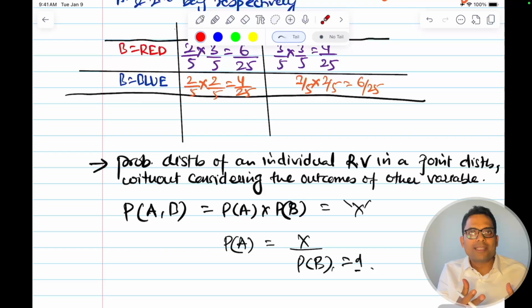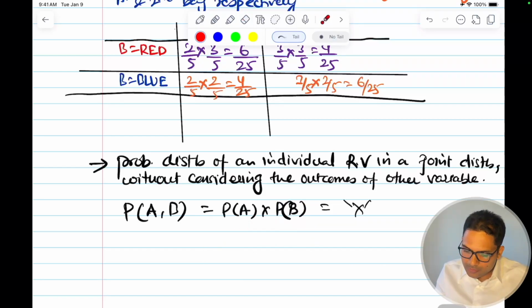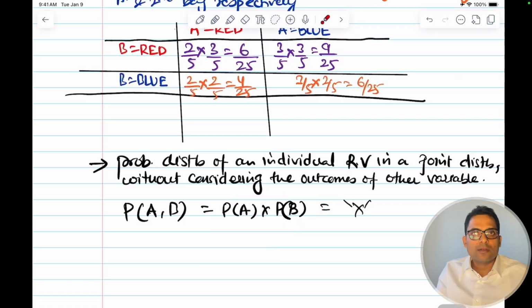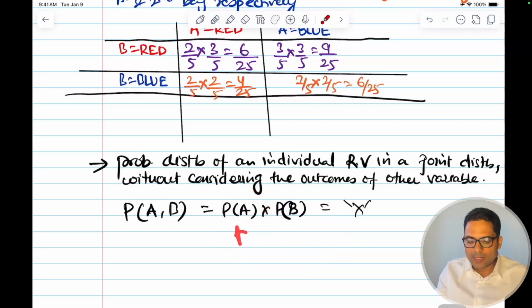This is what marginal distribution intuitively means: if I want to find the probability distribution of A, then I sum up the joint distribution over all the possibilities of the other variable, and this will sum up to 1. Because of that, whatever value we get out of the joint distribution will be my marginal distribution of the variable A. I hope that is clear.